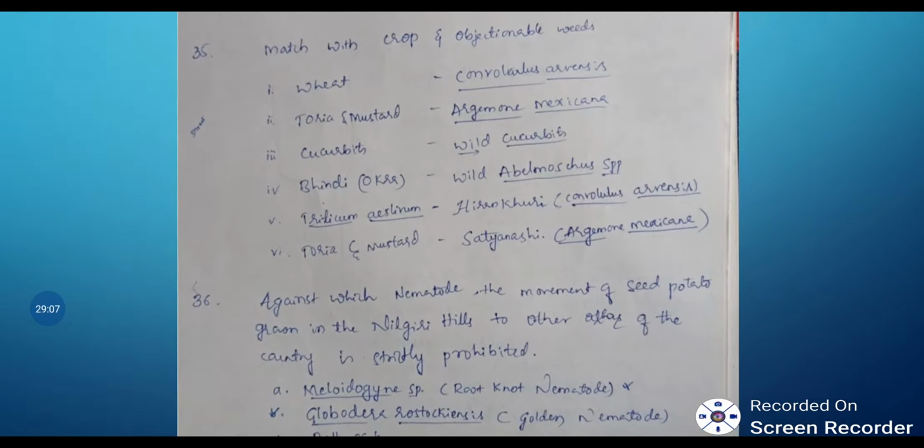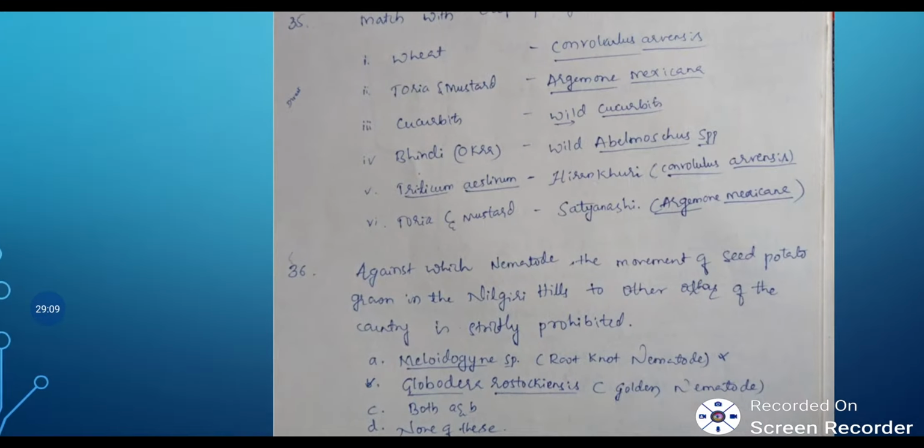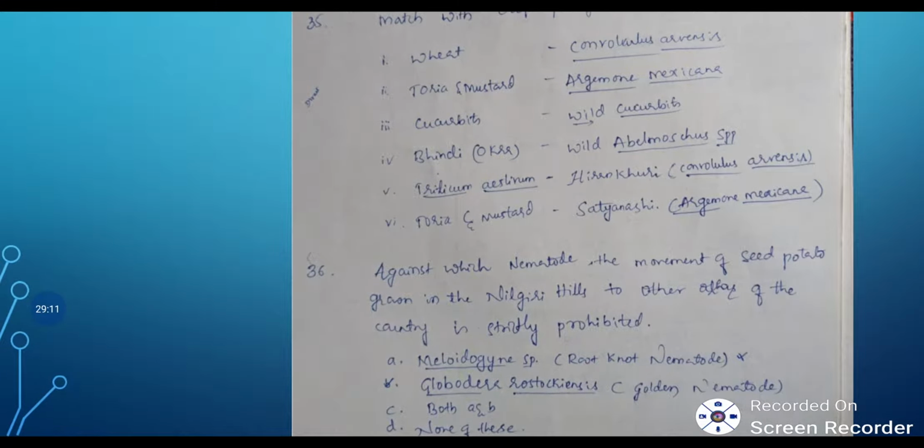In wheat, the objectionable weed is Convolvulus arvensis. In toria and mustard, Argemone mexicana. Cucurbits, wild cucurbit. Bhindi or okra, wild Abelmoschus species. Triticum aestivum, Hirankuri, that is called as Convolvulus arvensis scientifically. Then toria and mustard, Satyanashi, that is Argemone mexicana.